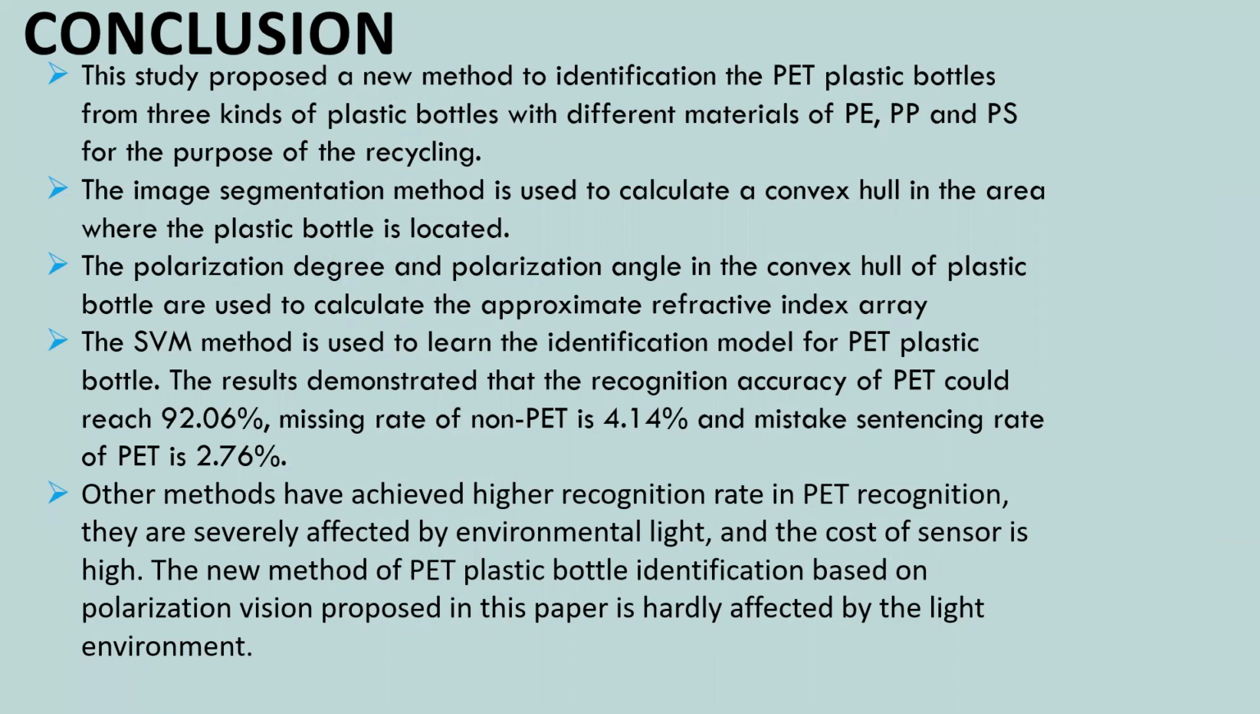The results demonstrated that the recognition accuracy of PET could reach 92.06%, the missing rate of non-PET is 4.14%, and the mistaken judgment rate of PET is 2.76%. Other methods have achieved a higher recognition rate in PET recognition. They are severely affected by environmental light and the cost of the sensor is high. The new method of PET plastic bottle identification based on polarization vision proposed in this paper is hardly affected by the light environment.